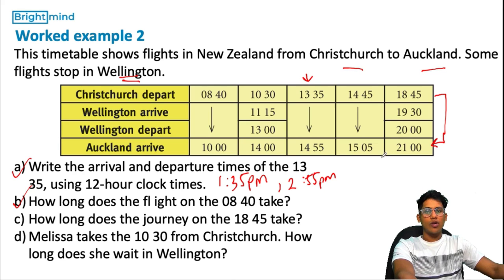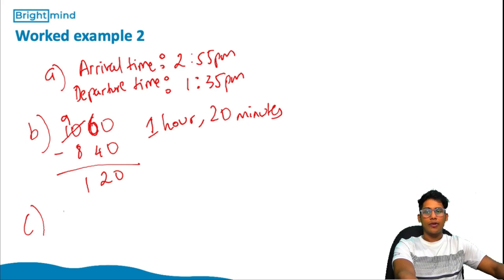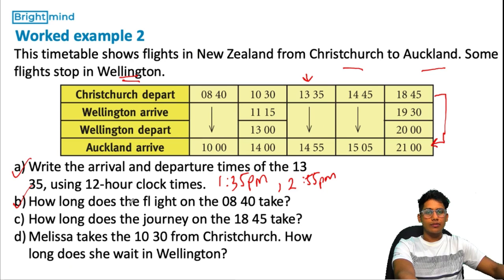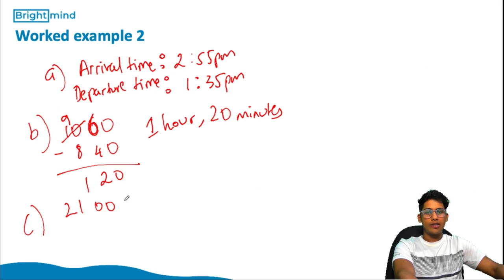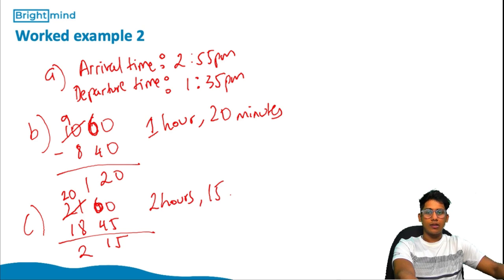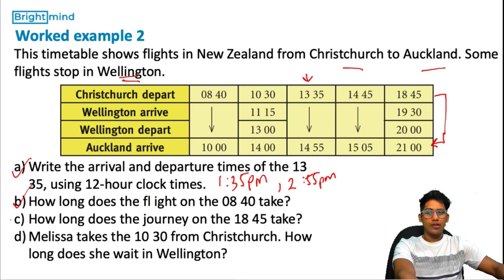All right, so 21, right? So we're going to do 21 hours minus 18 hours 45 minutes. And then we're going to follow the same logic. Cancel this to 20 hours. We borrow 60 minutes. Change that to 60. 60 minus 45 is 15. And then 20 minus 18 is 2. So actually it's going to take 2 hours and 15 minutes. All right. D. So C is done.